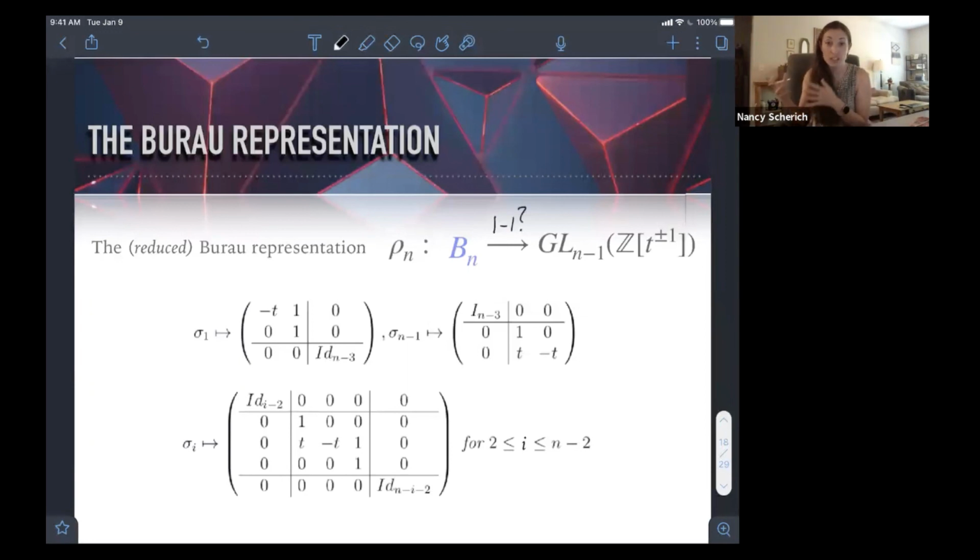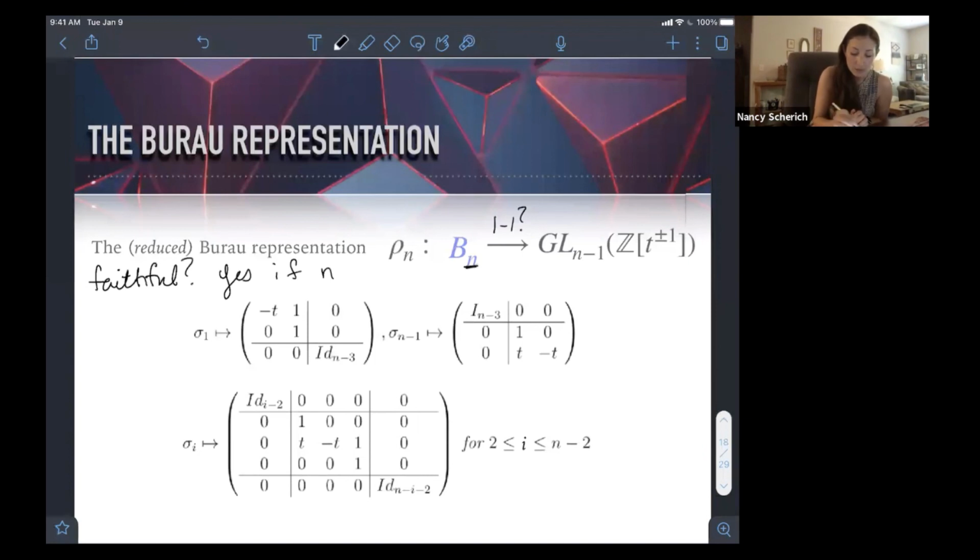So when you ask if a representation is faithful, you're asking, is that matrix group faithfully isomorphic to the group that you want? And this faithfulness question for the Bureau representation is very famous. So we want to know, is it faithful? And the answer is yes if n, the number of strands you're working with, is less than or equal to 3. And the answer is no if n is greater than or equal to 5. You might say, well, what about 4? Exactly. What about 4? Nobody knows. So if n equals 4, this is an open question.